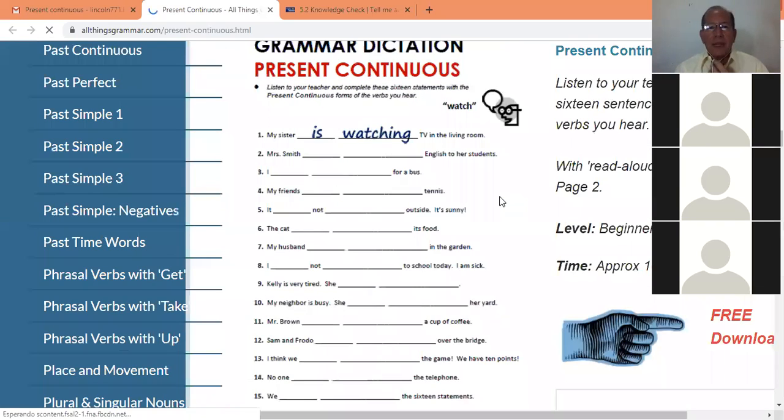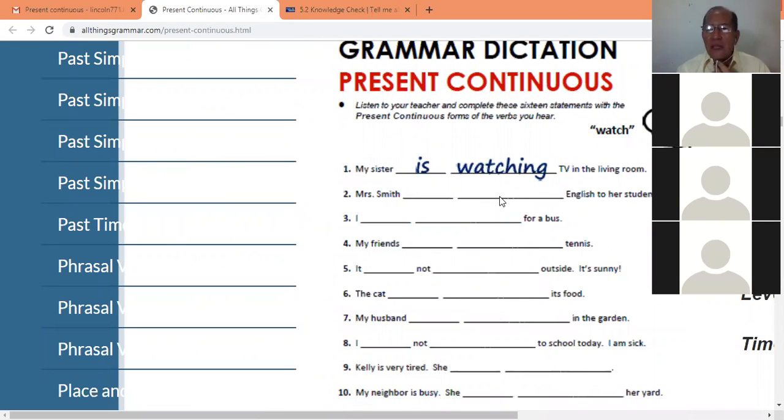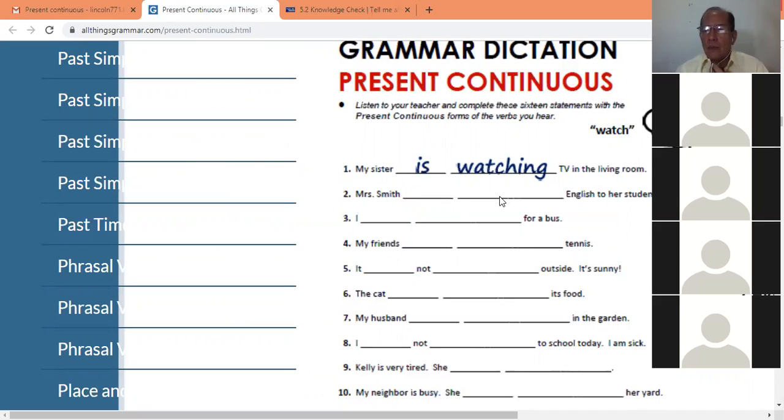Okay, all right. So my sister is watching TV in the living room. Okay. Can you do number two? Mr. Smith is teaching? Or speaking? Speaking English? Mr. Smith is speaking English to her students. All right. Number three.